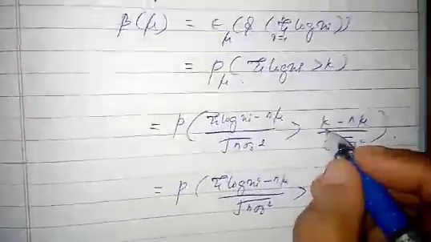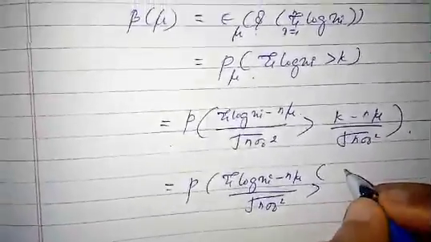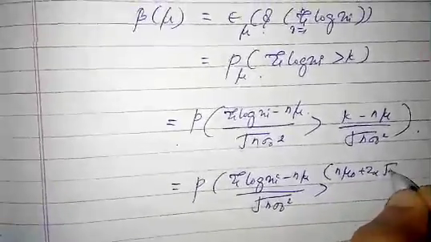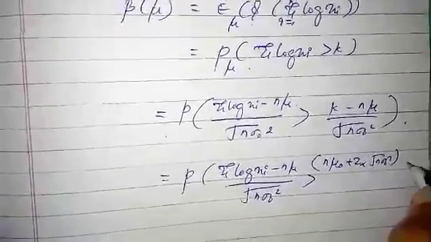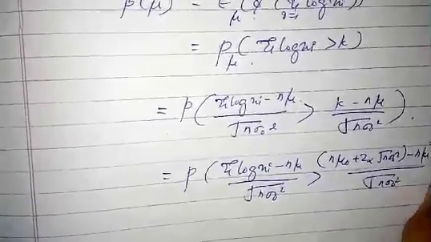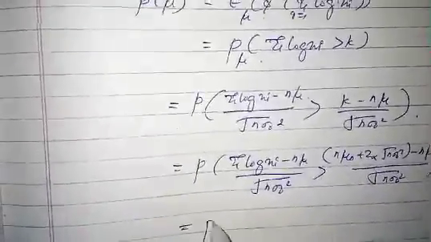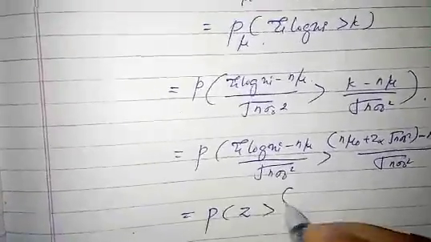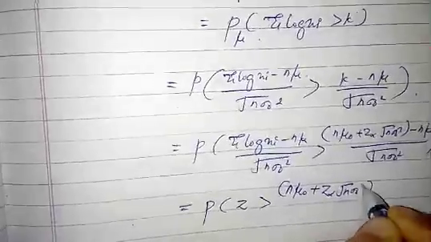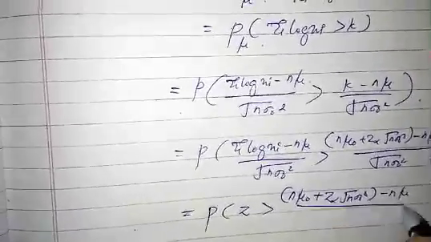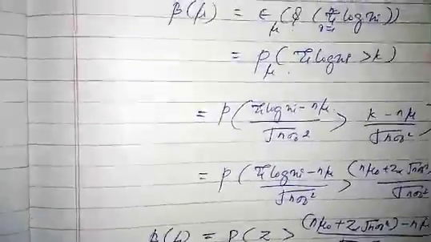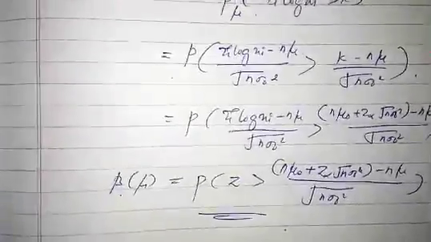is greater than, what is the value of k? Here k is n mu naught plus z alpha square root of n sigma naught square, minus n mu divided by square root of n sigma naught square, which is equal to the probability of Z greater than n mu naught plus z alpha square root of n sigma naught square minus n mu divided by square root of n sigma naught square. This is the power function for this test. Understood?